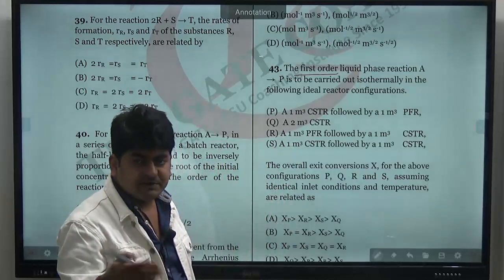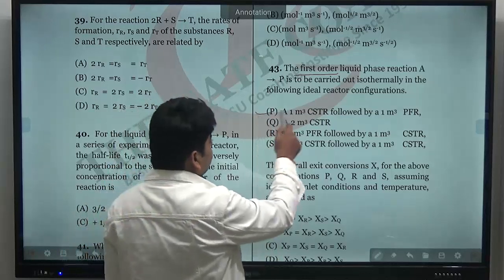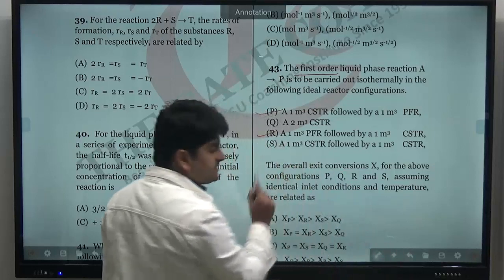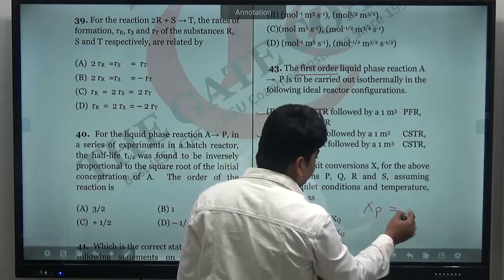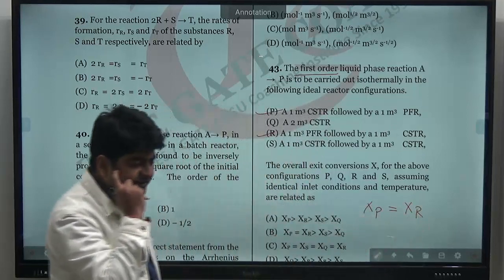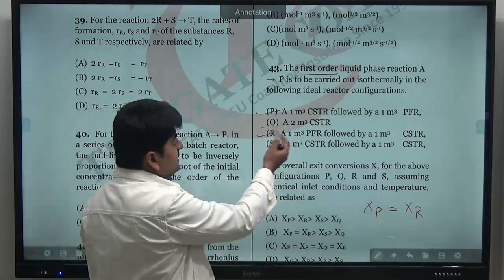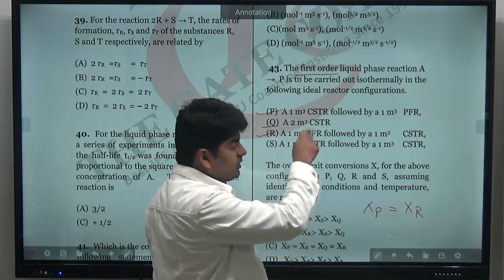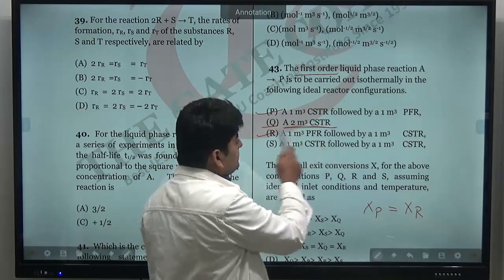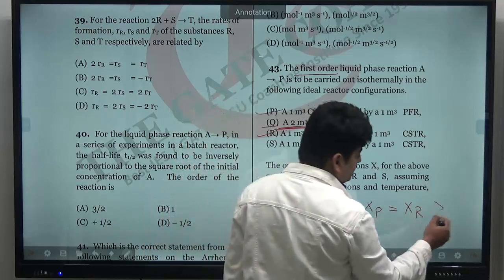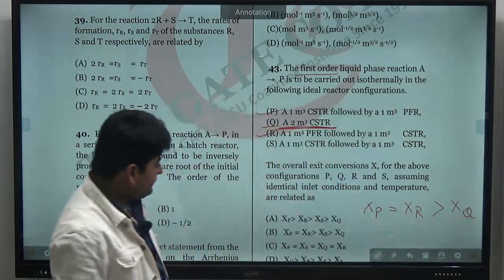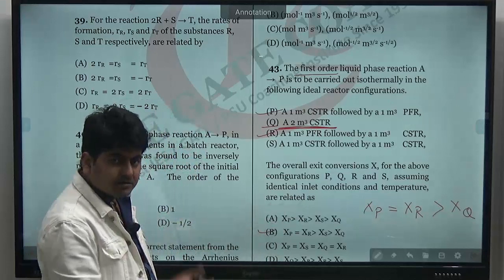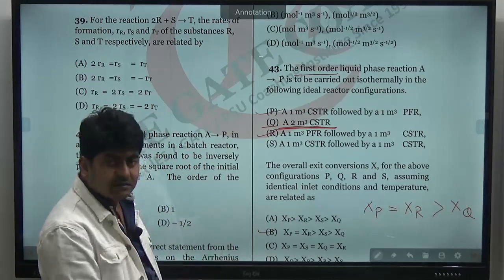we know that for first order reaction, either we use MFR PFR or we use PFR MFR, conversion will be same. So in option R, conversion has to be same. That means XP will be equal to XR. That is obvious. And in option Q we have only single MFR, so conversion will be minimum among all these 4 options. Conversion will be minimum in option Q. So here if you see, only option B is satisfying this condition. So that is the answer.